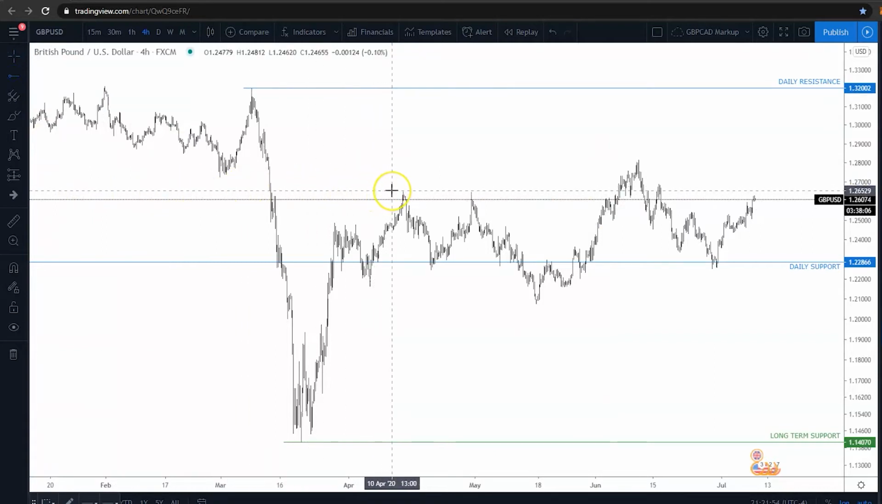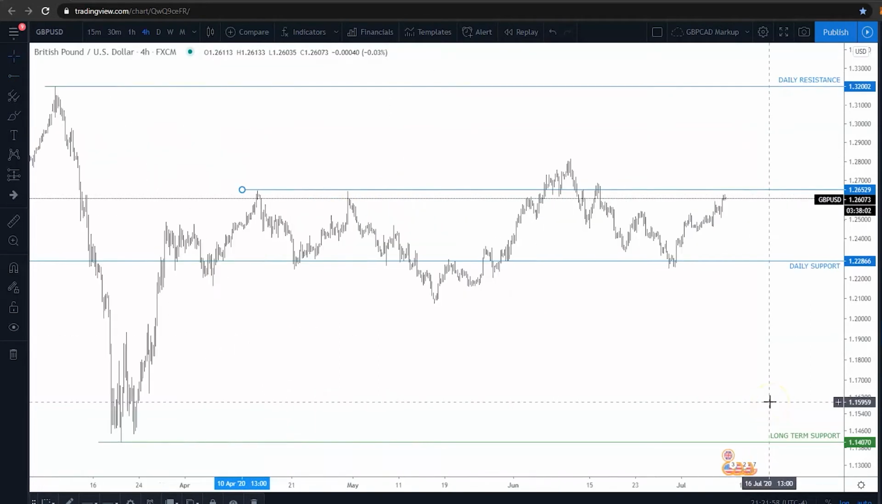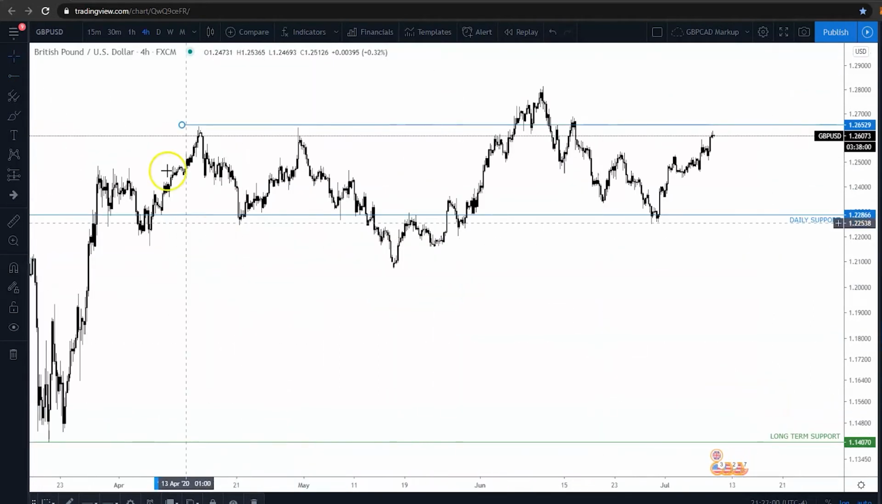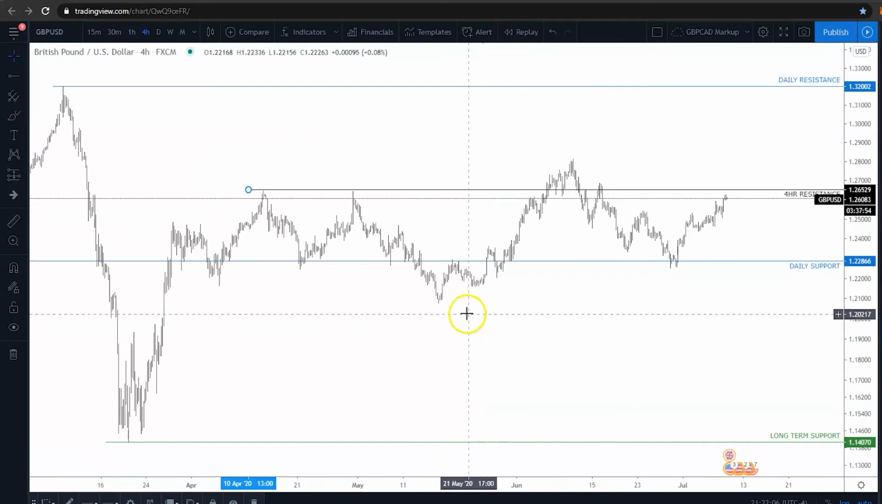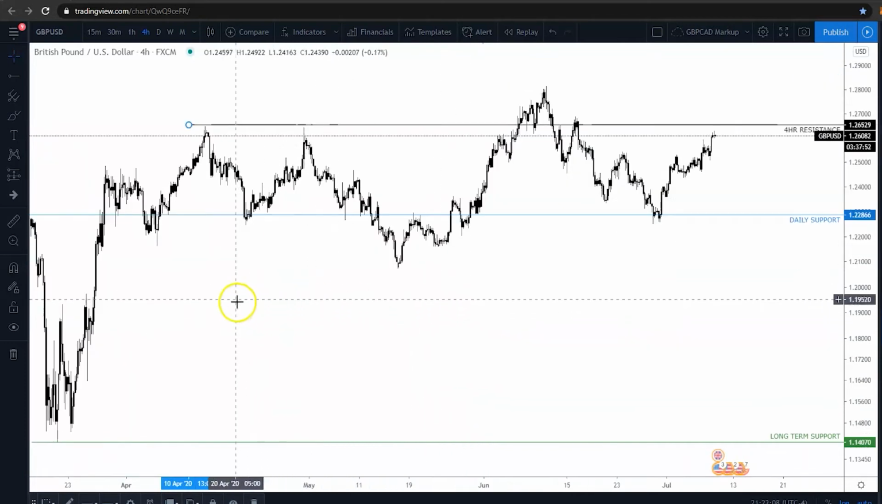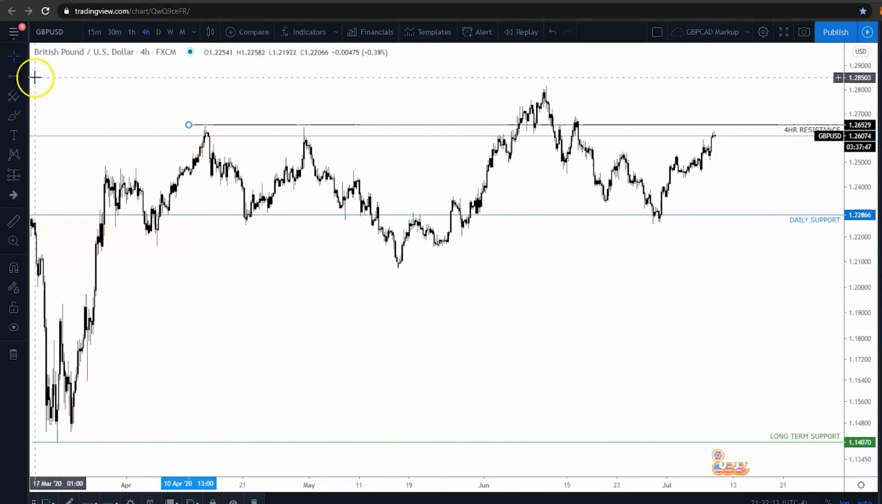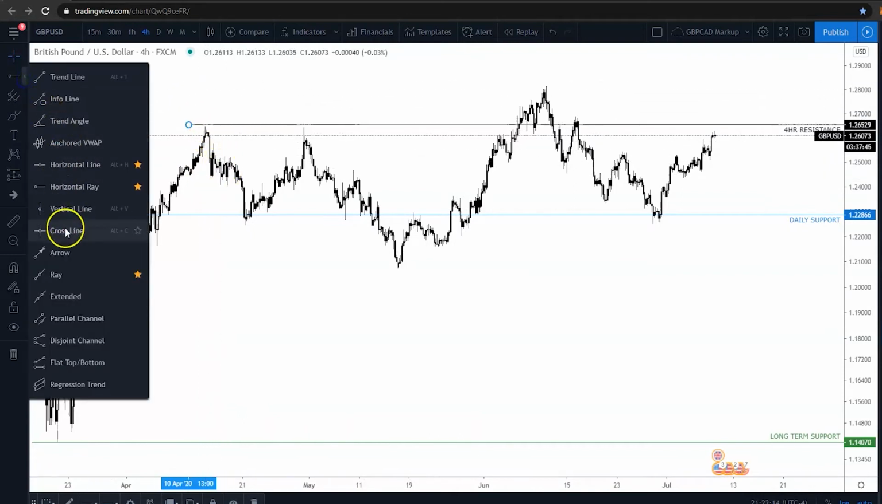It's right here. Now I know you're like, why did you pick that? So let me label this. This is my 4-hour resistance, right? And if we look at this chart, we see that price has tried to break this area several times. I'll mark it out so you can see it.